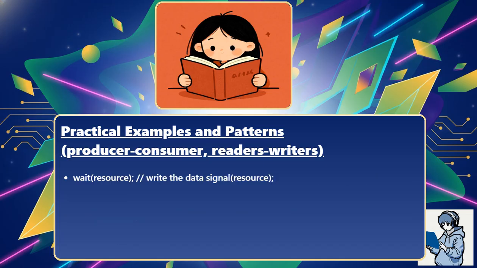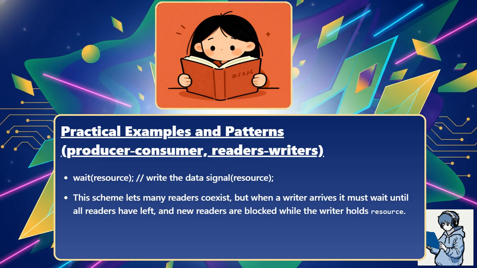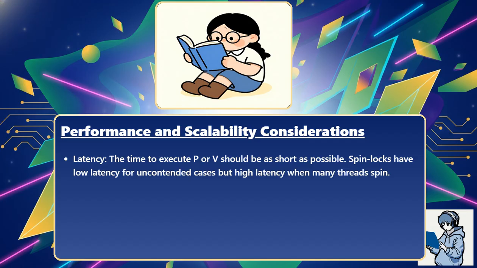wait(resource), signal(resource). This scheme lets many readers coexist, but when a writer arrives it must wait until all readers have left, and new readers are blocked while the writer holds resource. Latency: the time to execute P or V should be as short as possible. Spin locks have low latency for uncontended cases, but high latency when many threads spin.